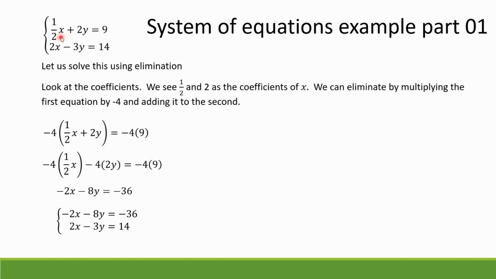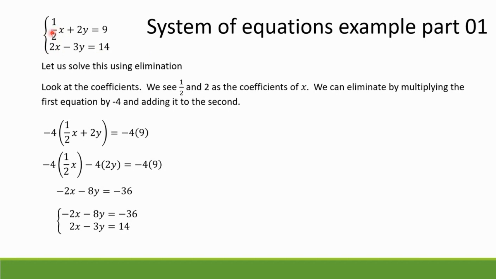Okay, so what do we do? Well, looking at the x's here, right? We have 2 here, we have a half here. Adding those directly is not going to help. But if the coefficient of x here, instead of a half, was say -2, then if we were to add, the x's would go away.